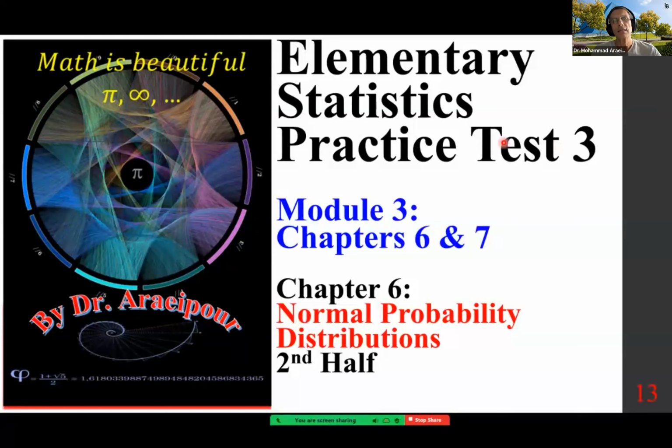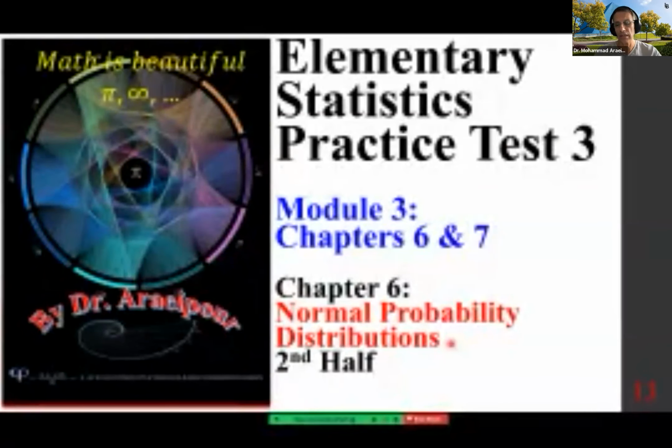Good morning, class. Here's practice test number 3, module 3, covering chapter 6 and 7. We are looking at chapter 6, normal probability distributions, and we are continuing to the last part, the second half.